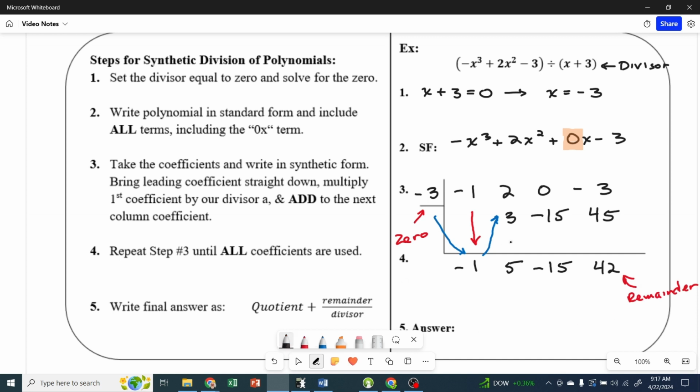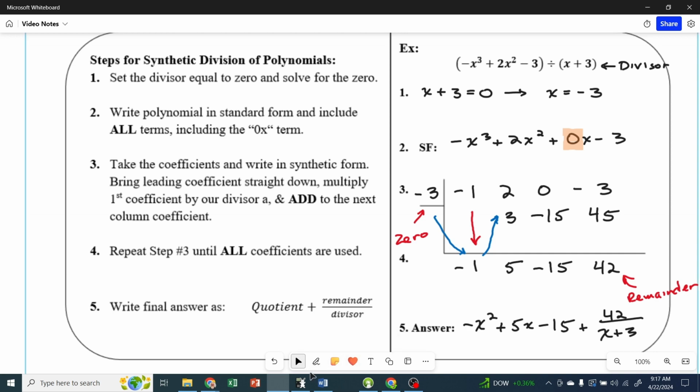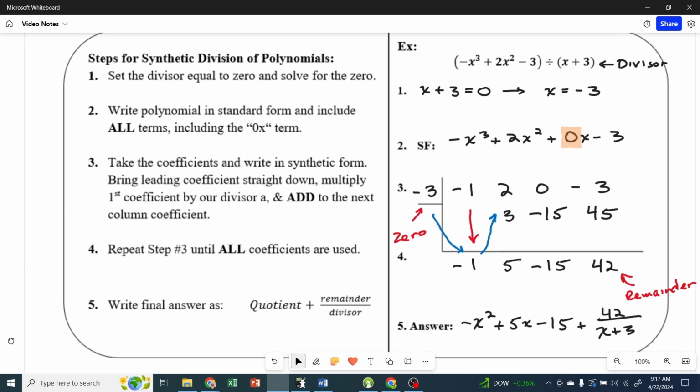So now we put this in this form. Negative x squared plus 5x minus 15 plus 42 over x plus 3, right? Our divisor, right? So that's the process. It's not that bad once you practice it.